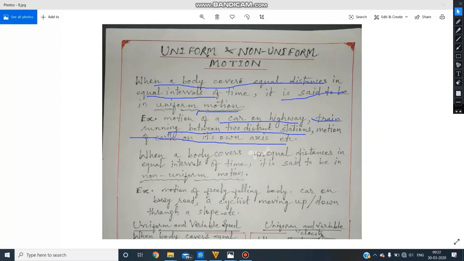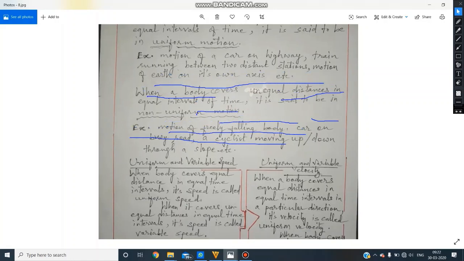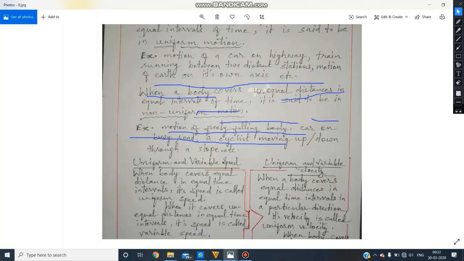Let's see what is non-uniform motion. When a body covers unequal distances in equal intervals of time, it is said to be in non-uniform motion. Some examples are motion of a freely falling body, a car on a busy road, a cyclist moving up or down through a slope. In all these cases, the body may maintain the time equal, but distances will be different.